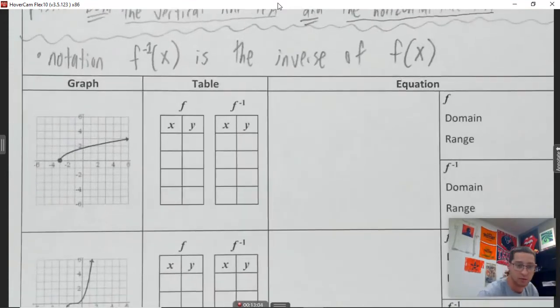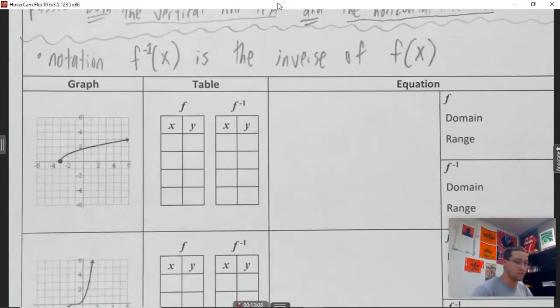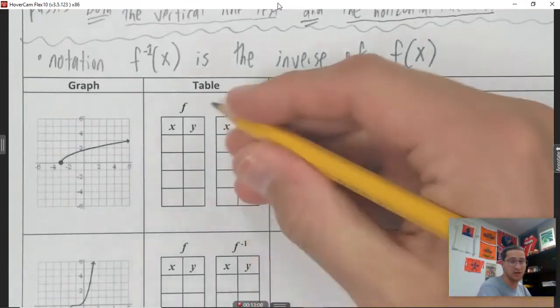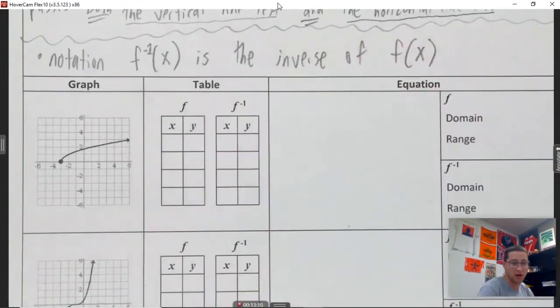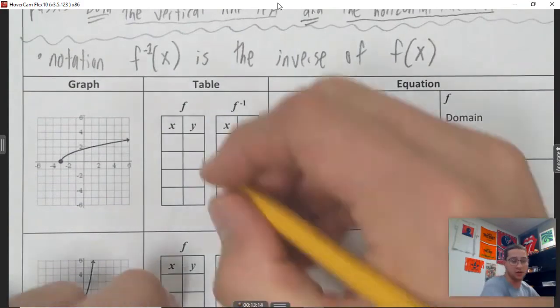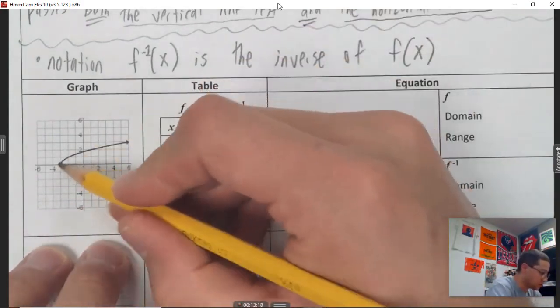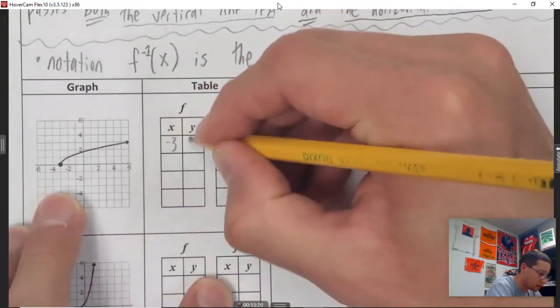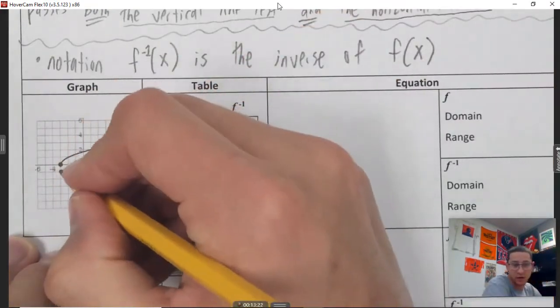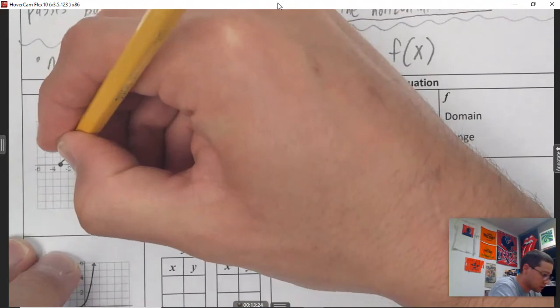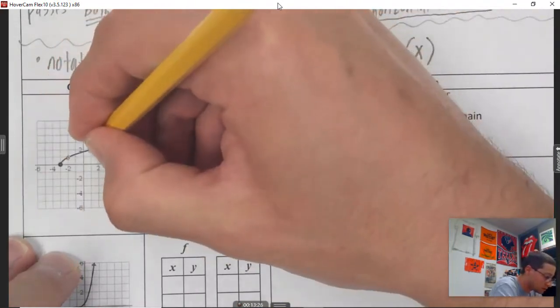Here we go, so the graph. First of all, let's go ahead and knock out the table. The table kind of helps us with finding the inverse. So let's go ahead and do it. Let's start with x equals -3, comma 0. That's that first point right here. It looks like it also touches this, and then it also touches this.